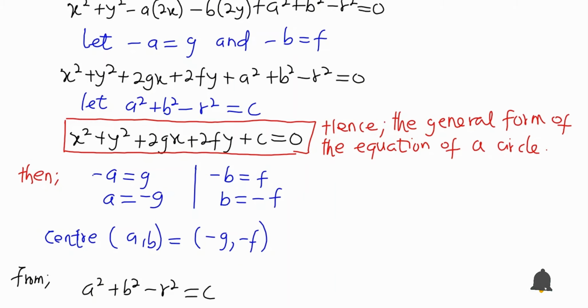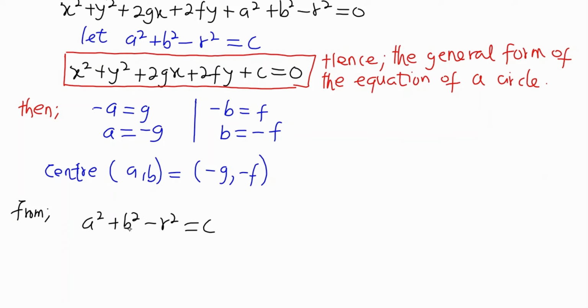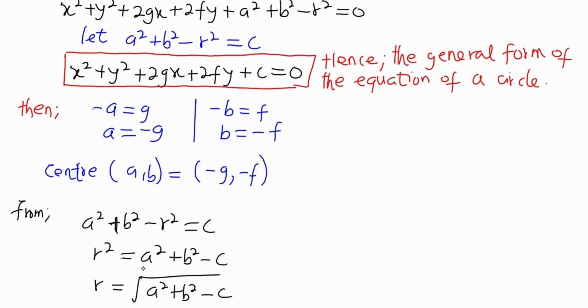Then we can practically make c the subject. So we transpose c to the right hand side and then transpose the rest to the left hand side. That becomes a squared plus b squared minus c. By taking the square root of both sides, our r now is equal to the square root of a squared plus b squared minus c. So this becomes the radius.